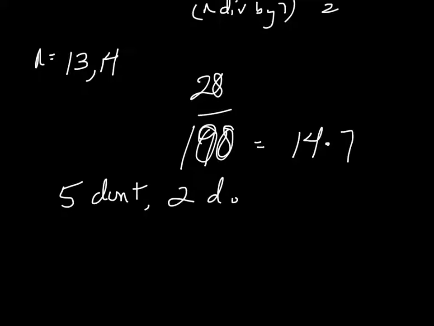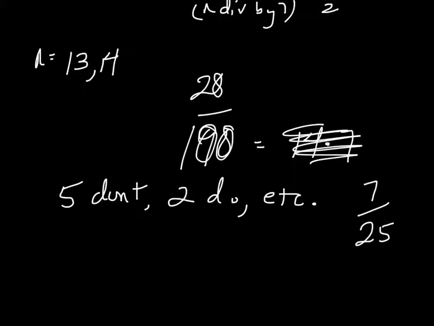Okay. So we have to simplify that. Can you do that? 28 divided by 2 and 2, or divided by 4 and 4. So that would be 7 over 25. Is that right? I have no idea. Hope so.